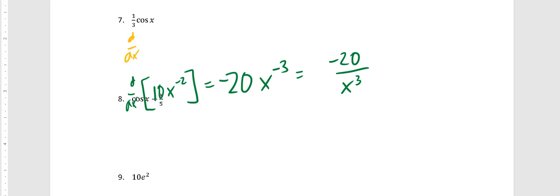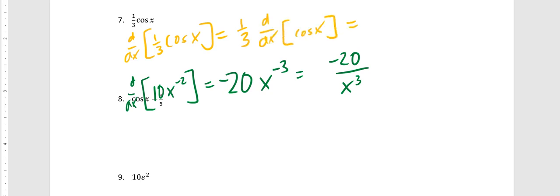Derivative of 1/3 cosine is just going to be 1/3 times the derivative of cosine. Derivative of cosine is negative sine. If you mix it up, cosine starts with C, so does the word change. We're going to change the sign when we do derivative of cosine. So 1/3 times negative sine of x. In other words, I end up with negative sine of x over 3.